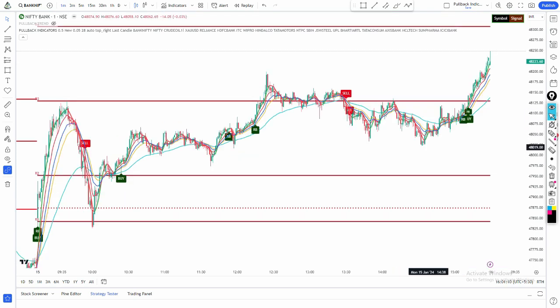Now this is Bank Nifty 1-minute time frame. On the very first candle, we have got a super buy. Super buy means when the pullback indicator and the range breakout indicator, both separate indicators, generate a buy signal on the same candle, then we call it a super buy. And on this stock screener also, it will be displayed as super buy.